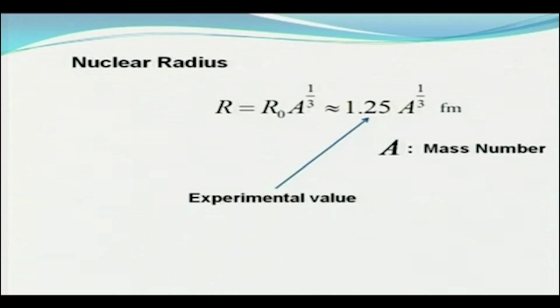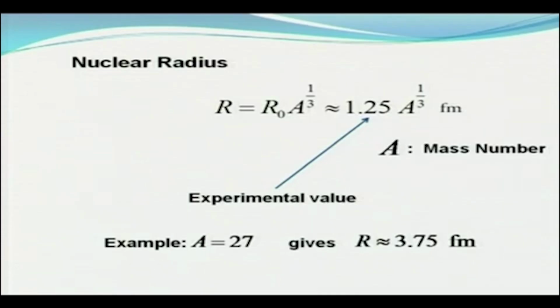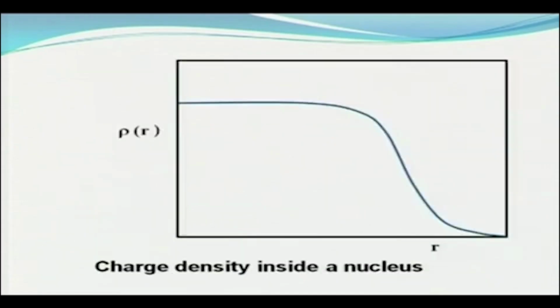Femtometers, incidentally, is also called a Fermi. So, 1 Fermi is equal to 10 power minus 15 meters. Here, take an example of a nucleus with mass number A equal to 27. The cube root of that is equal to 3, and that gives the radius r equal to 3 times 1.25 Fermi, which is equal to 3.75 Fermi.